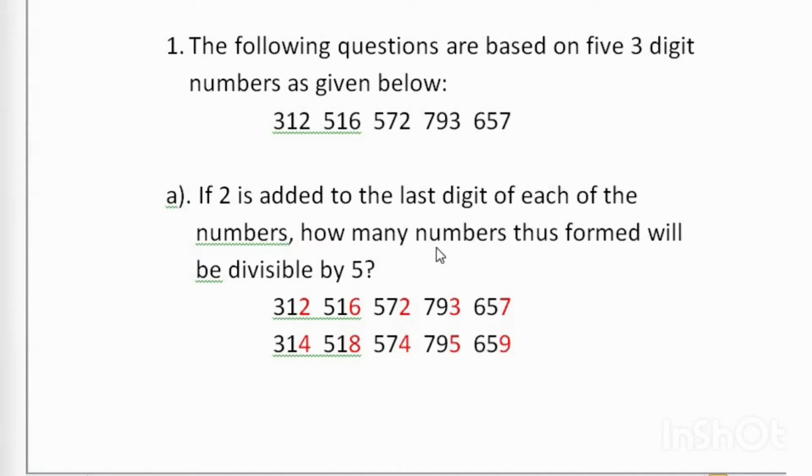And the question is, how many numbers thus formed will be divisible by 5? Only one number, and that number is 795. So the answer is only one number.